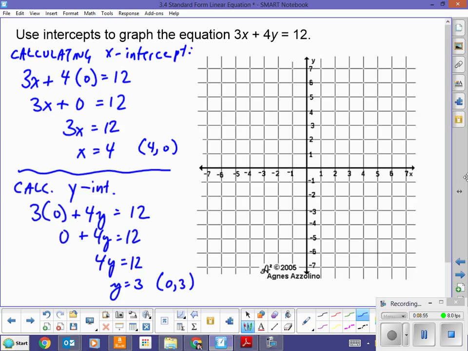Okay, so let's go ahead and graph these points. 4, 0 would be here. 0, 3 is here. Those are my 2 intercepts. And then I'm going to graph a line between them to connect them. And that's it. 2 points. I've got that graphed. Okay. And again, remember x-intercepts and y-intercepts. Make sure those things are in your notes.